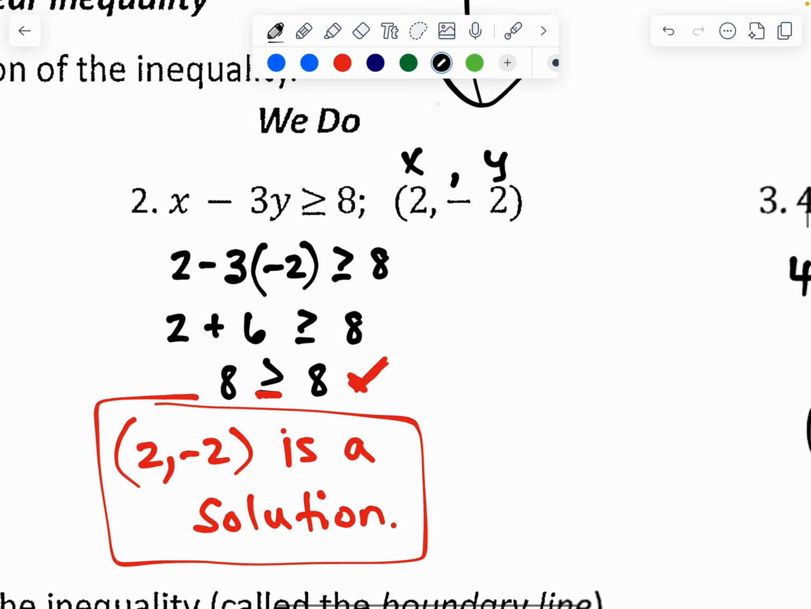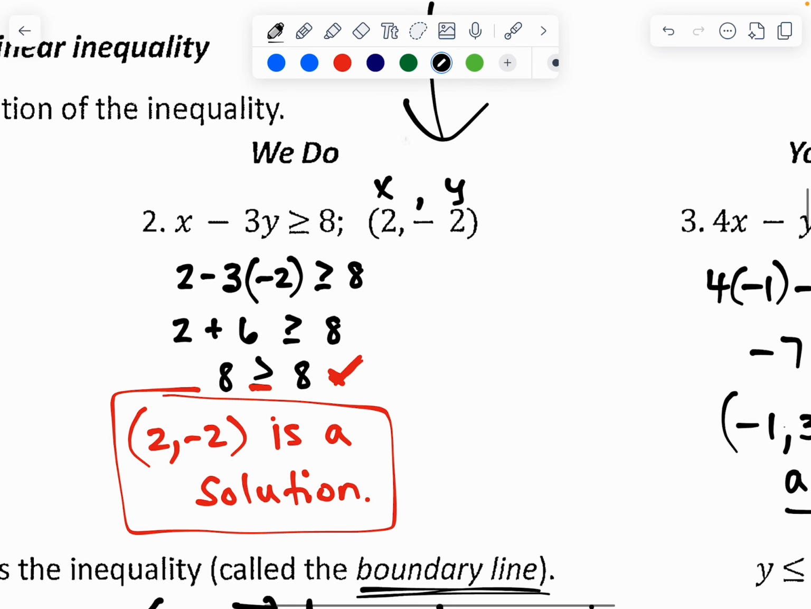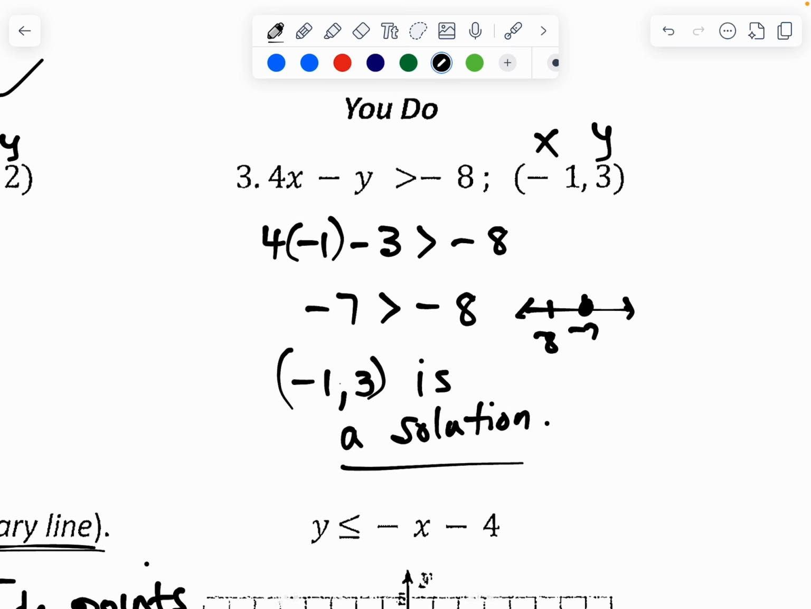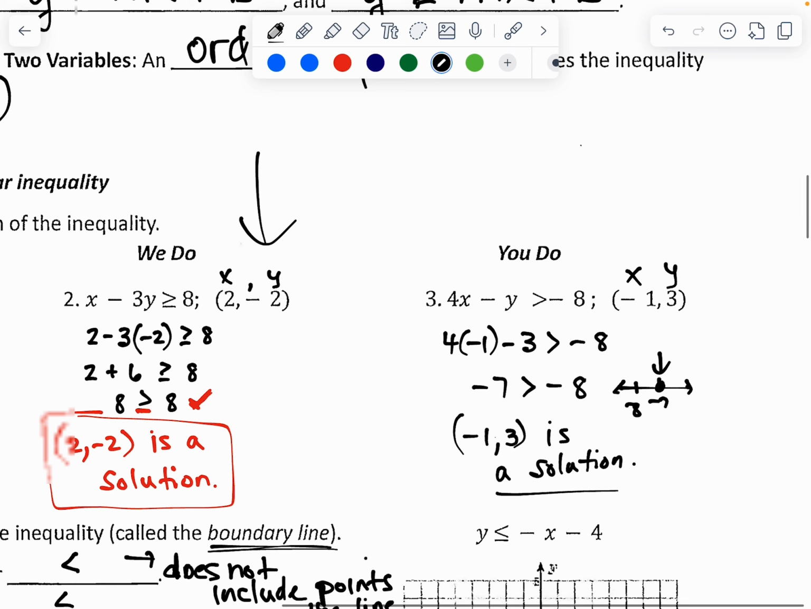Number 2, you should have gotten that 2, -2 is a solution because 8 is equal to 8. Remember, this is greater than or equal to, so the or equal to part is the true part. That makes it a solution. And number 3, -1, 3 is also a solution because -7 is greater than -8. Remember, -7 comes before -8 on the number line, so it is the bigger number. You should be able to plug those in and solve to see if it is a solution or not.